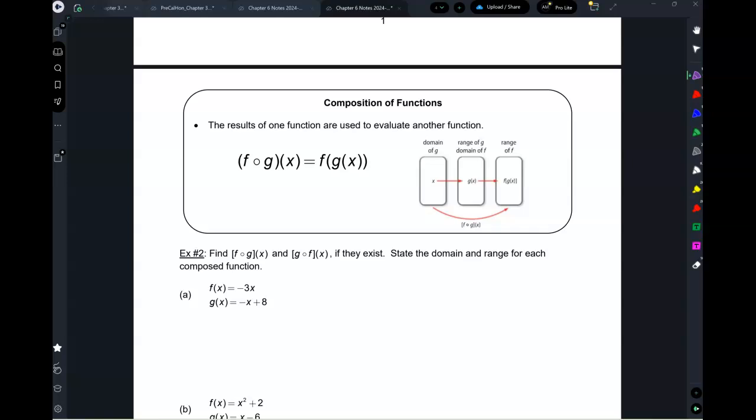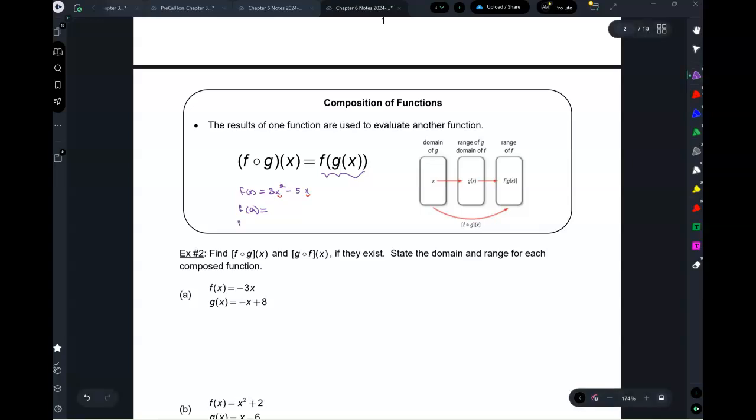The notation for that is f of g of x. This means take g and put it inside of f. So for example, suppose you had f of x is equal to 3x squared minus 5x. What would f of a be? Well, you would just take a and put them in the place of all of these x's, right?